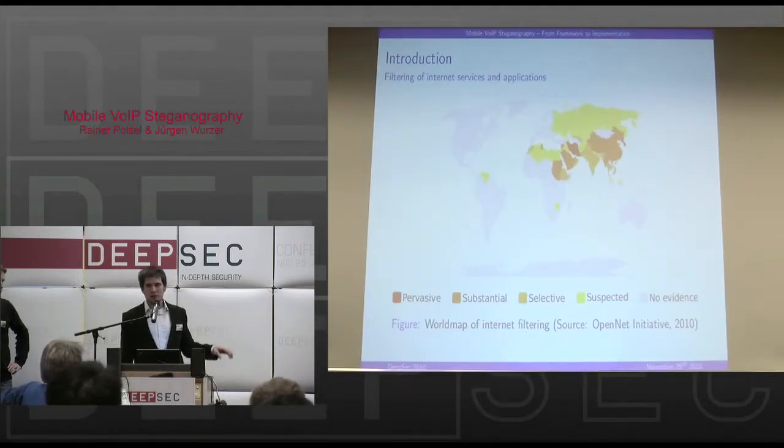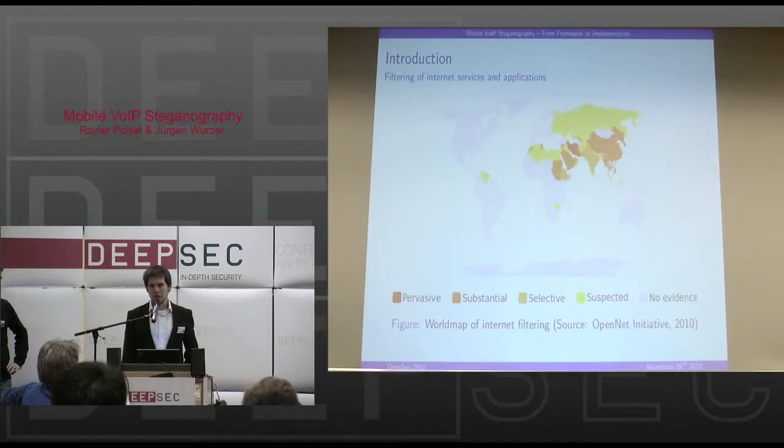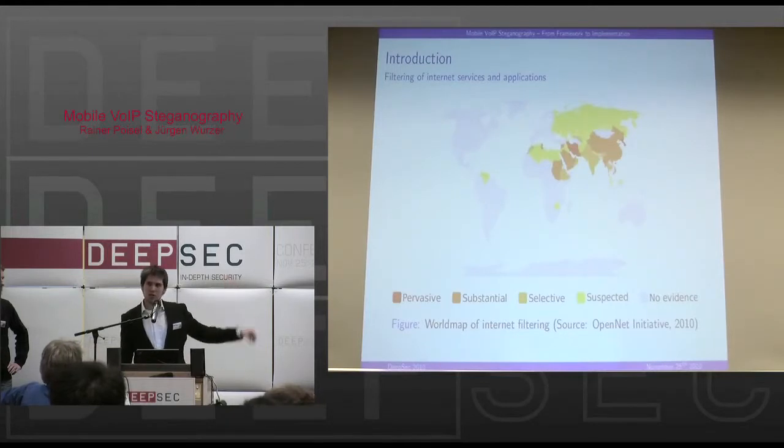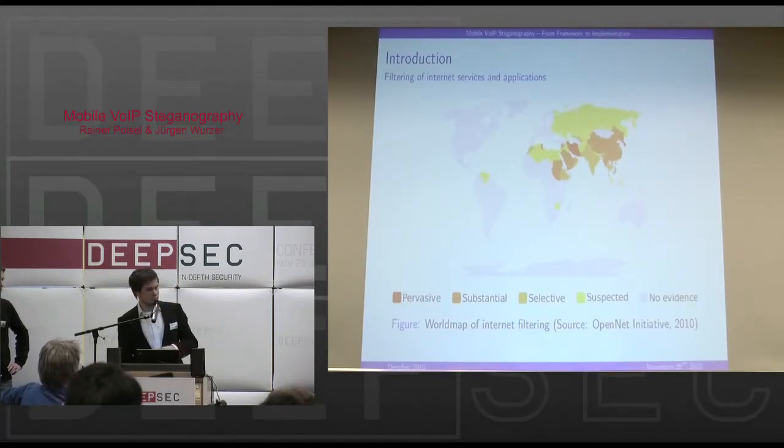Another important country in this field is Iran. In Iran, there's lots of filtering regarding information about women's rights, democracy, or pornography as well. So these are mainly the countries in which steganography could be used to communicate with other countries with less restrictions.